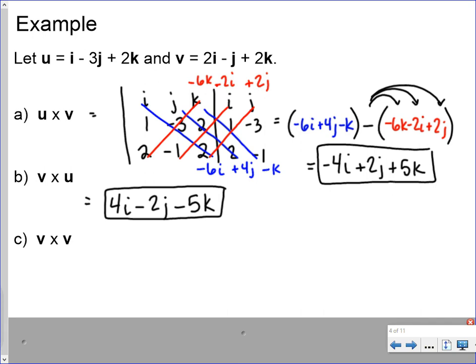Change of signs, right? So on the next slide, that's one of the properties. If you do the cross product of v and u, and then you do u and v, they're going to have the same numbers, but they're going to be opposite signs. So one is just the opposite of the other. Okay, so they're not exactly the same, they should be opposites. What did you get when you did the cross product of v and v? 0. So if you do the cross product of a vector with itself, you'll always get 0.